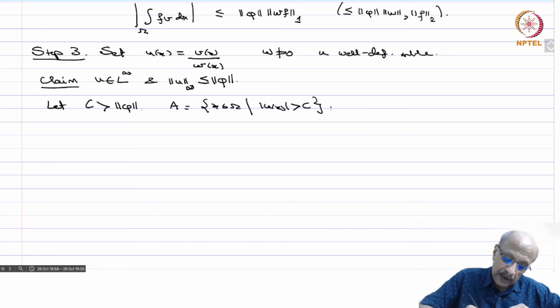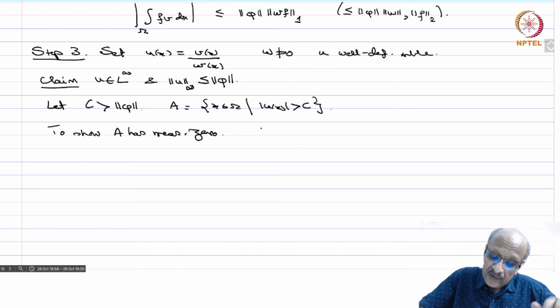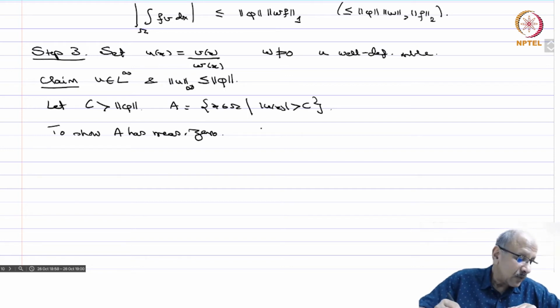Okay, so to show A has measure 0. So then essentially you will have mod Ux is less than or equal to C, and therefore the norm of u in L infinity will be less than or equal to C for every C bigger than norm phi, and therefore norm u infinity will be less than or equal to norm phi. So that is the argument. So we have to show that.